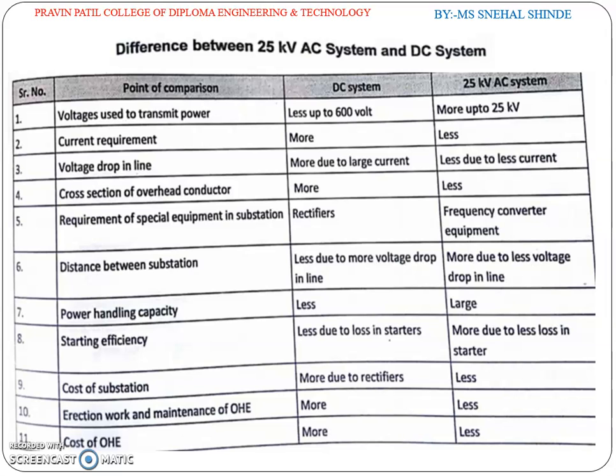Then the cost of substation is more in DC due to the rectifier, and in AC system it is less. Then erection work and maintenance of the overhead equipment is more in the DC system and it is less in the 25 kV AC system. And cost of the overhead equipment in DC system is more, and in 25 kV AC system it is less.